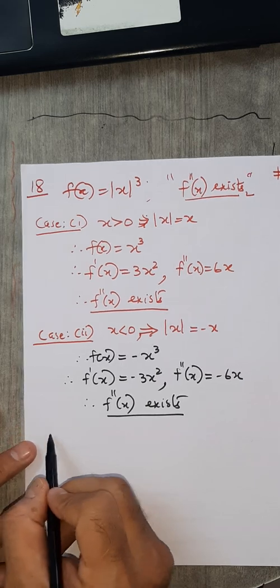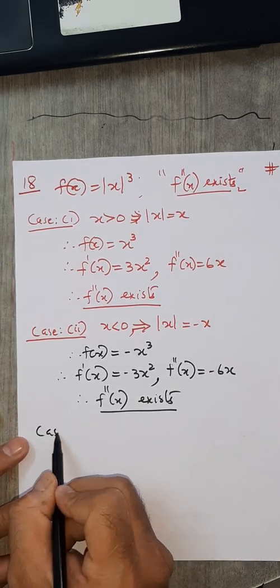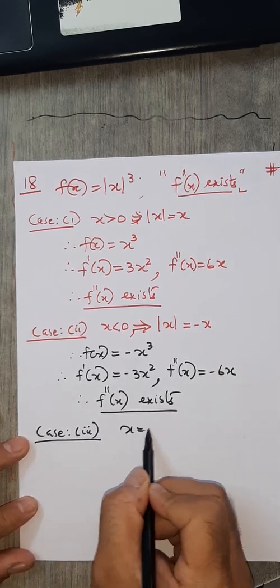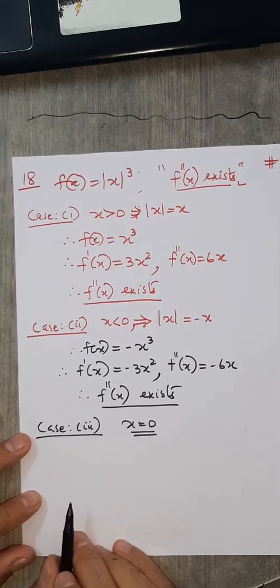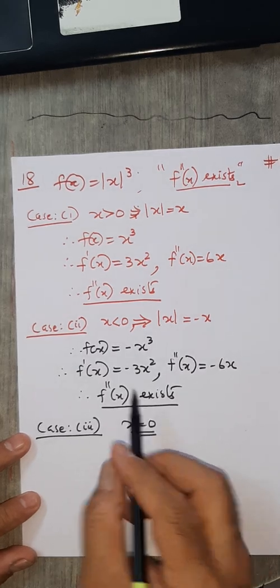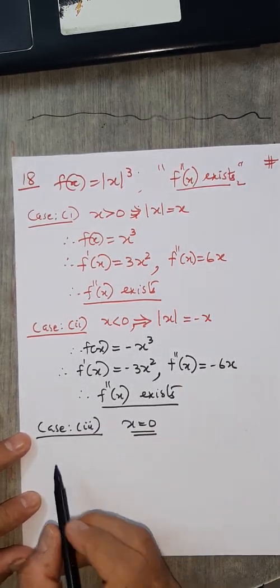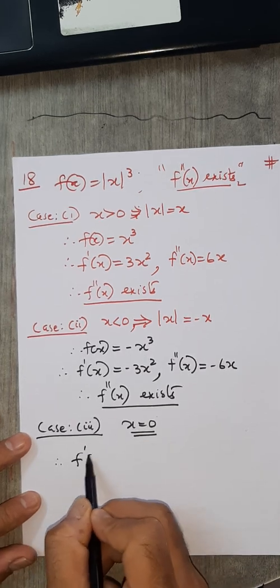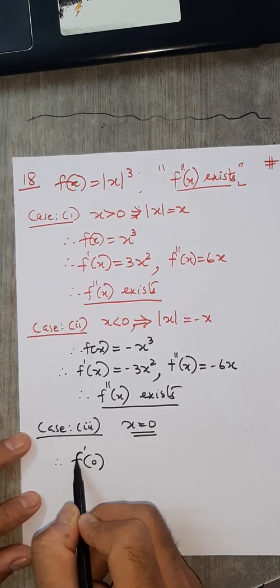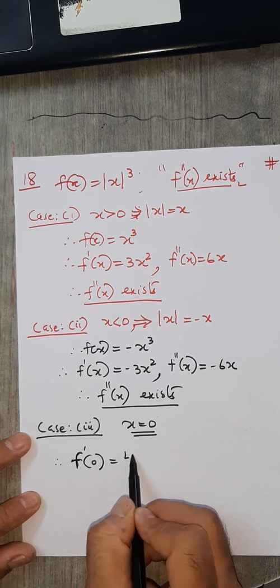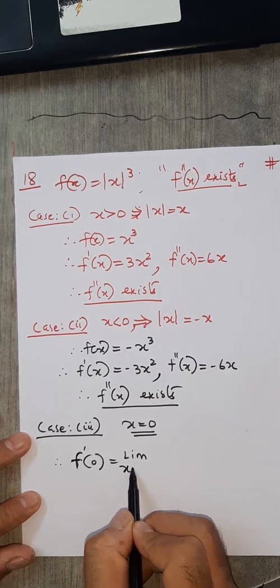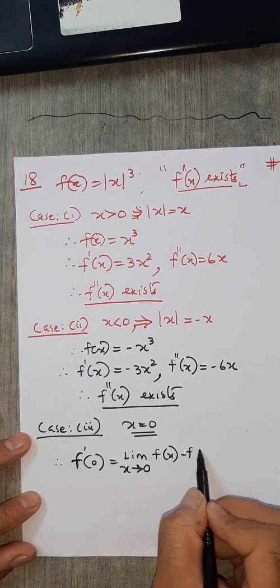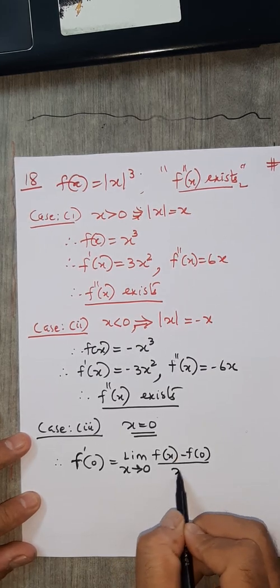Case number 3 here, that is the most important case, which is if x is 0. The x equals to 0 case. First we'll show that f dash x exists, and then we'll show that f double dash exists. Now when you use the differentiability at 0, you need to use the definition. f dash 0, if you remember, is the limit as x tends to 0 of f of x minus f of 0 upon x minus 0.